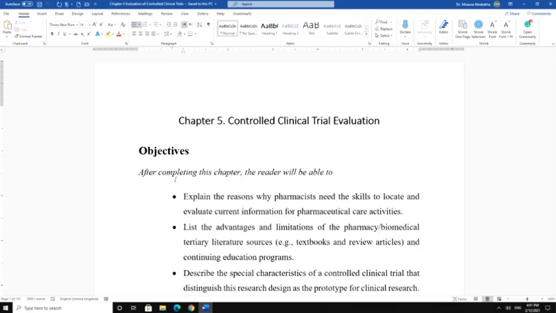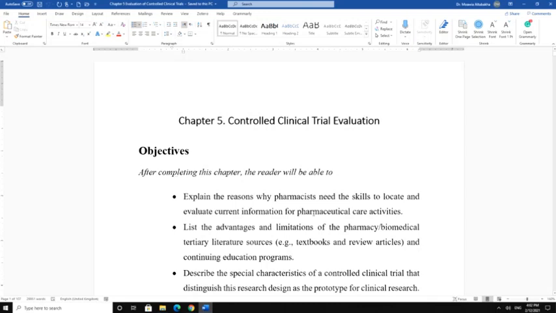So when I say critique, it means you should be able to criticize if there are limitations in the clinical trial literature. If there are some limitations, you should understand them, and should be able to assess the methodology, whether this methodology is used properly or not, etc.